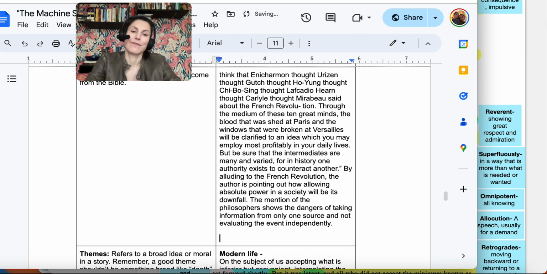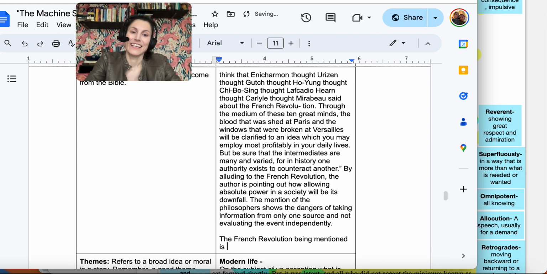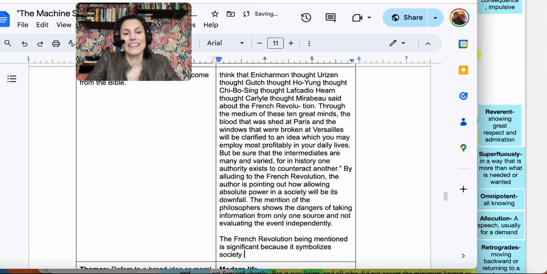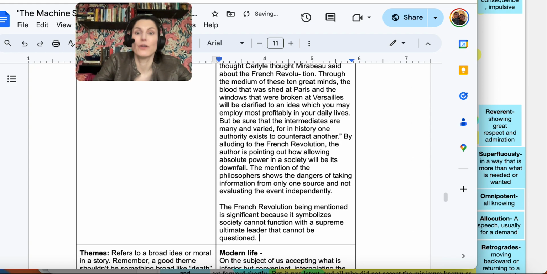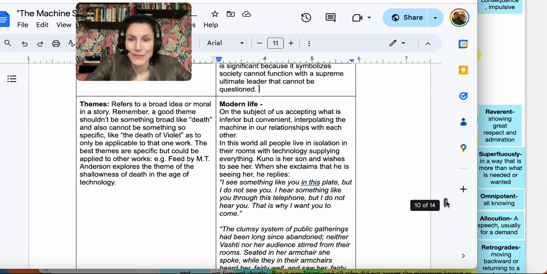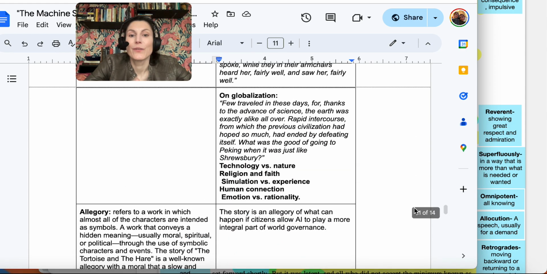You can also say French Revolution being mentioned is significant because it symbolizes society cannot function with a supreme ultimate leader that cannot be questioned. That's the other thing. No one could question the machine. And when we get into it, a theme here can be bureaucracy. I'm going to write that.